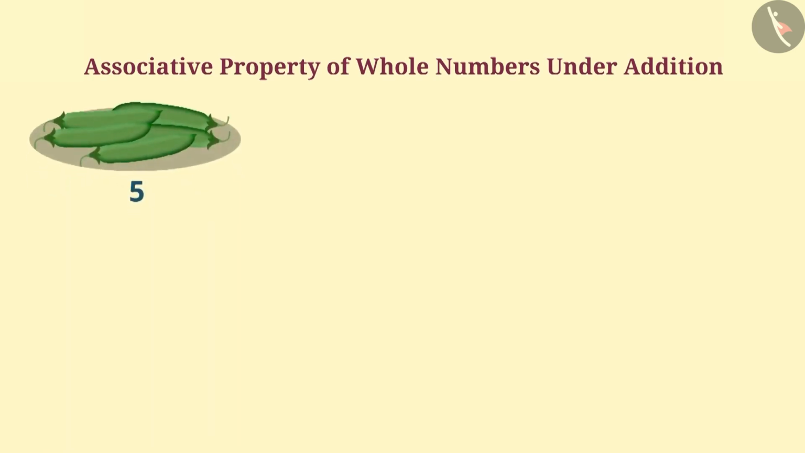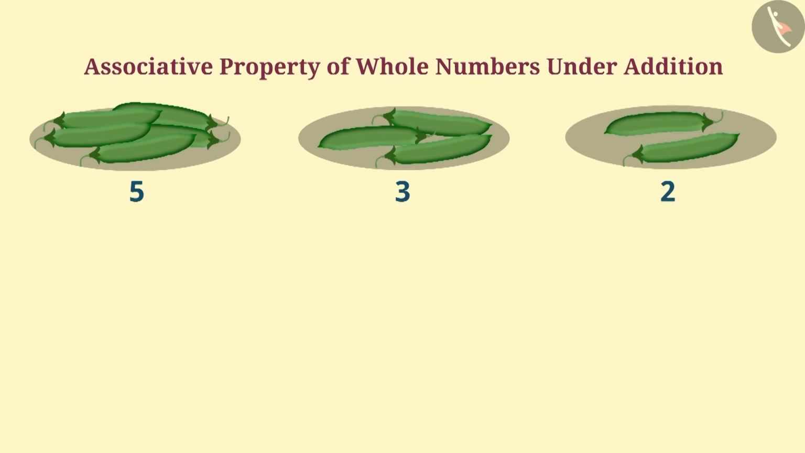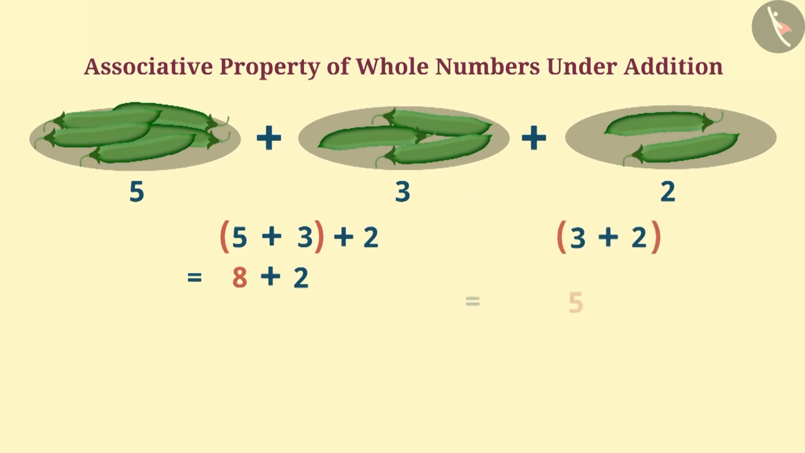Let's talk about the associative property of whole numbers under addition. Let us suppose there are 5 beans, 3 beans, and 2 beans. If we want to find out the total number of beans, then which method will we use? We first find their sum, that is, we have to add them. One way to add them is to first make a group of 5 and 3 and add 2 to their sum. Or first, we will make a group of 3 and 2 and then add 5 to the resultant sum. No matter how we group the numbers, the result of addition will be the same.